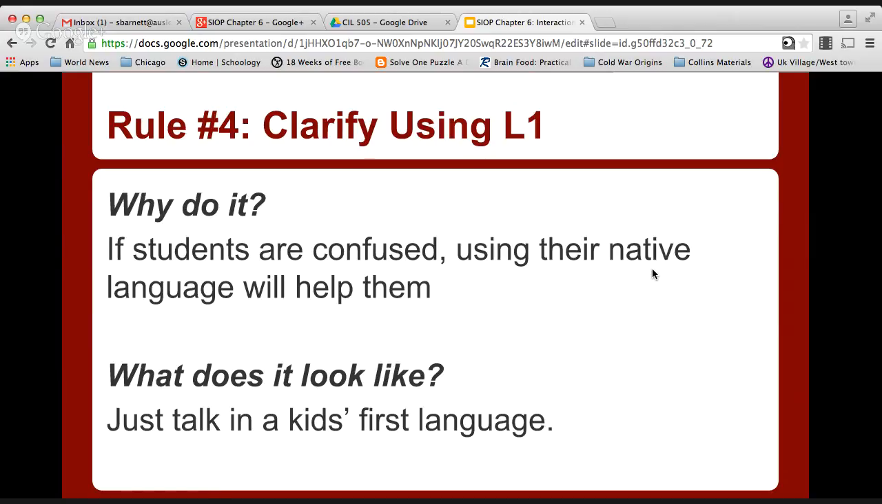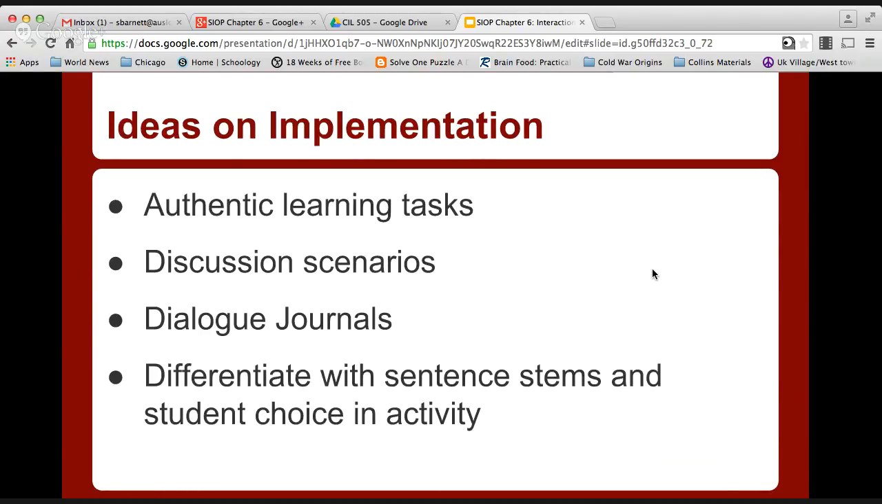Obviously, what does it look like? Talk to kids using their native language. Obviously, that also requires some native language proficiency on your part as a teacher or on the part of a classroom aide. Maybe you have an ELL aide in the room. Some ideas on implementation. This is how I'll close this out. There's a few different things you can do.